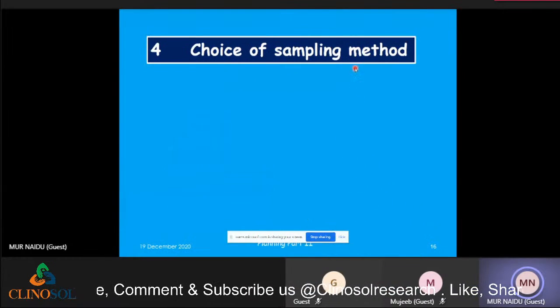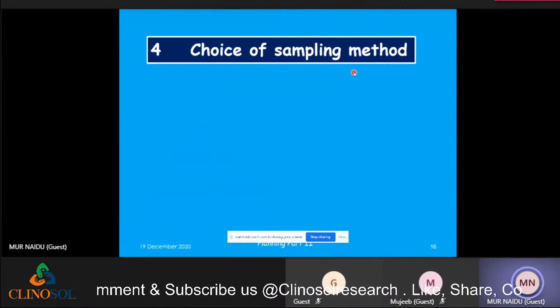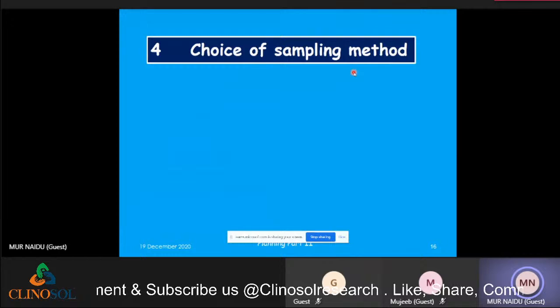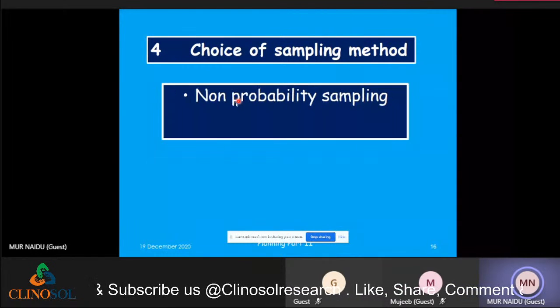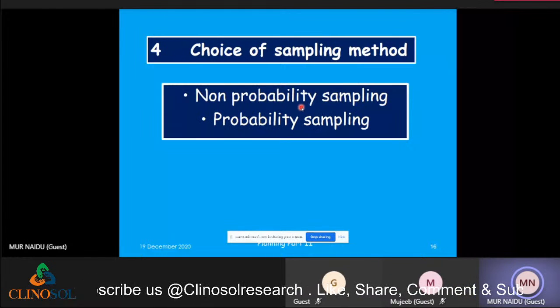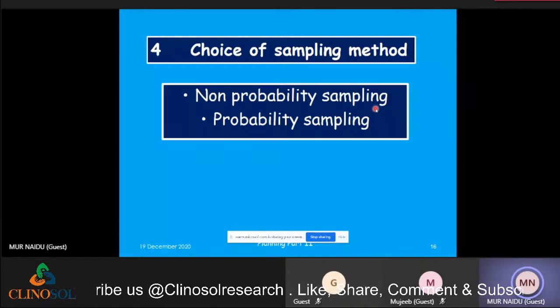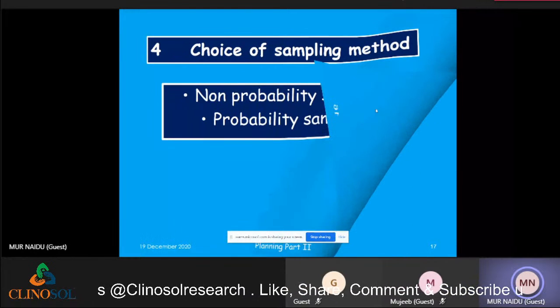Now, choice of sampling method. There are various ways you can do the sampling. Now, what are the various sampling methods which are there? One is the non-probability sampling method. Other is the probability sampling method. Now let us see what is non-probability and what is probability.